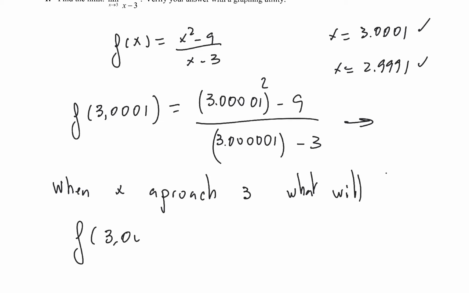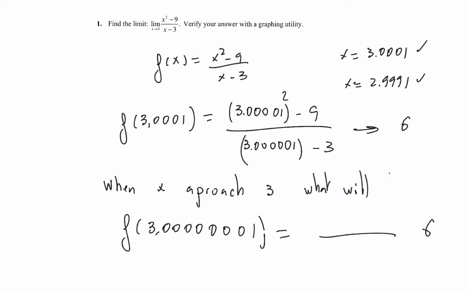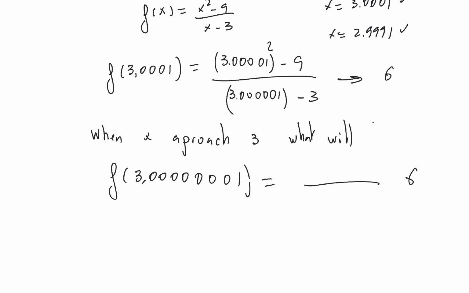Now let's go to the number next to 3, and you make the same calculation: 3.00001 squared minus 9 divided by 3.00001 minus 3. If you do this, you will approach the number 6. So the second way is data. The first way is to use a graphing utility, and the third way, that is the correct way, is to do the algebra.